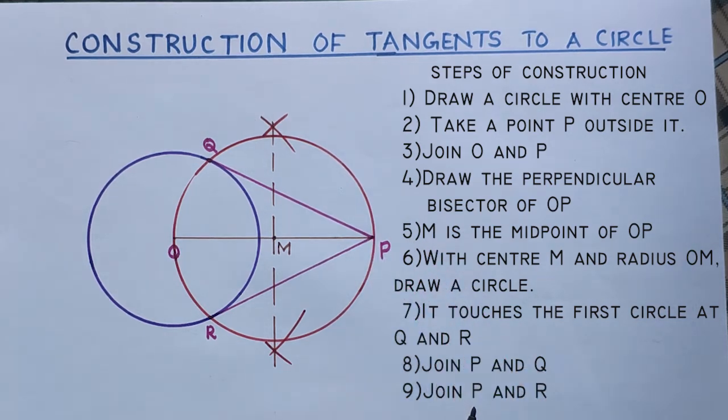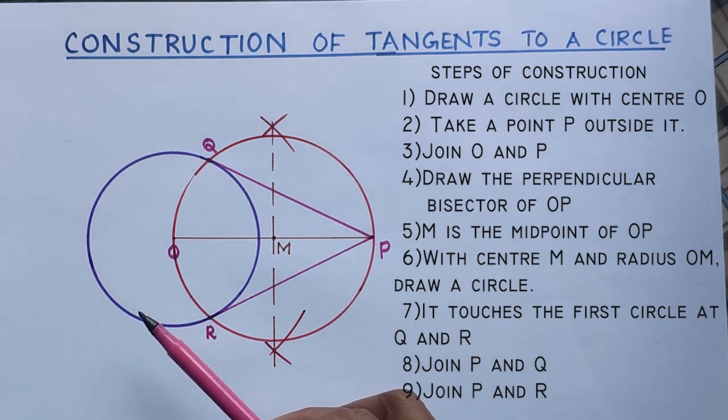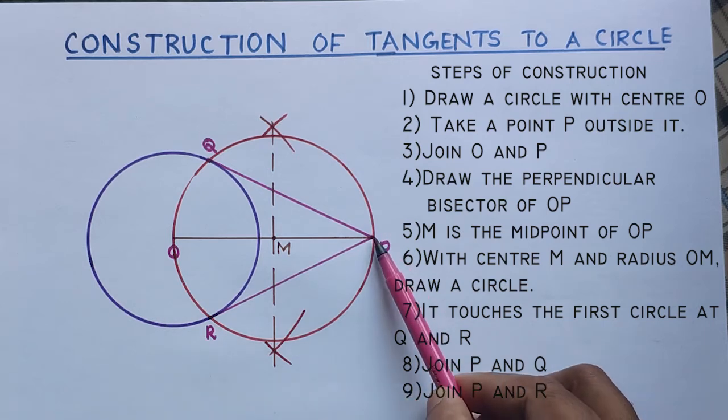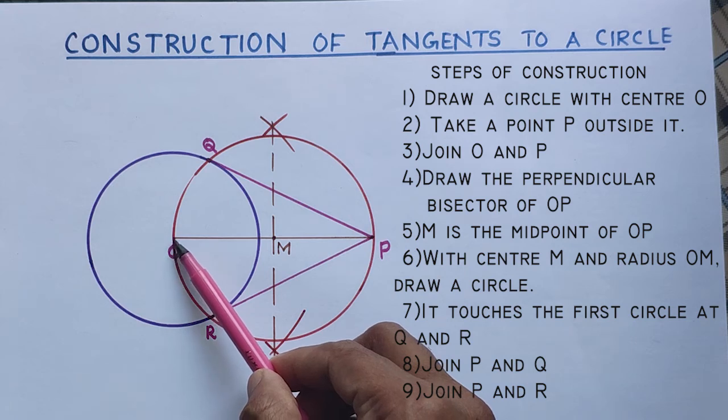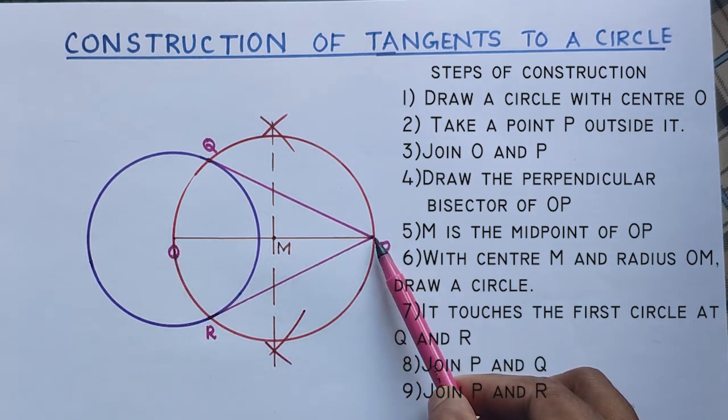Once again I will explain. First we have to draw the circle. If the radius is given, then we have to take that radius. Here I did not take the radius. So the blue colored circle is our circle. Then take a point P outside the circle. Then the center of the circle is O and P is the point.